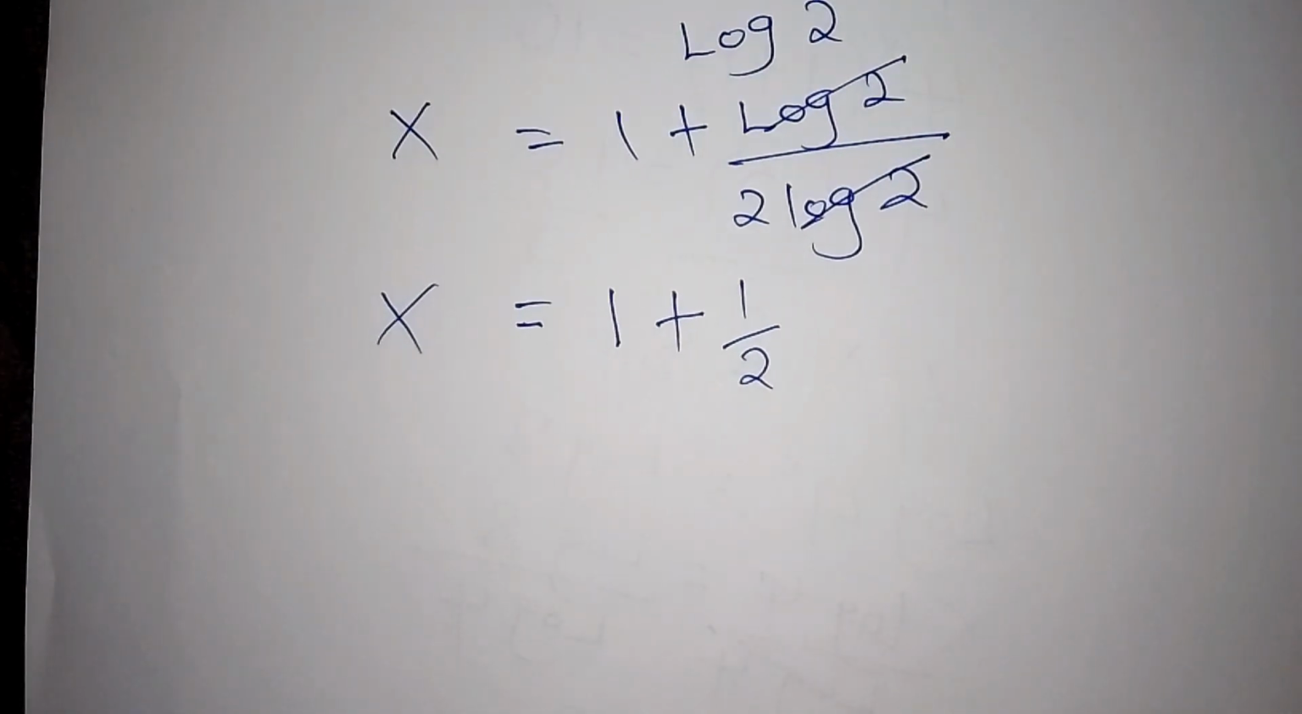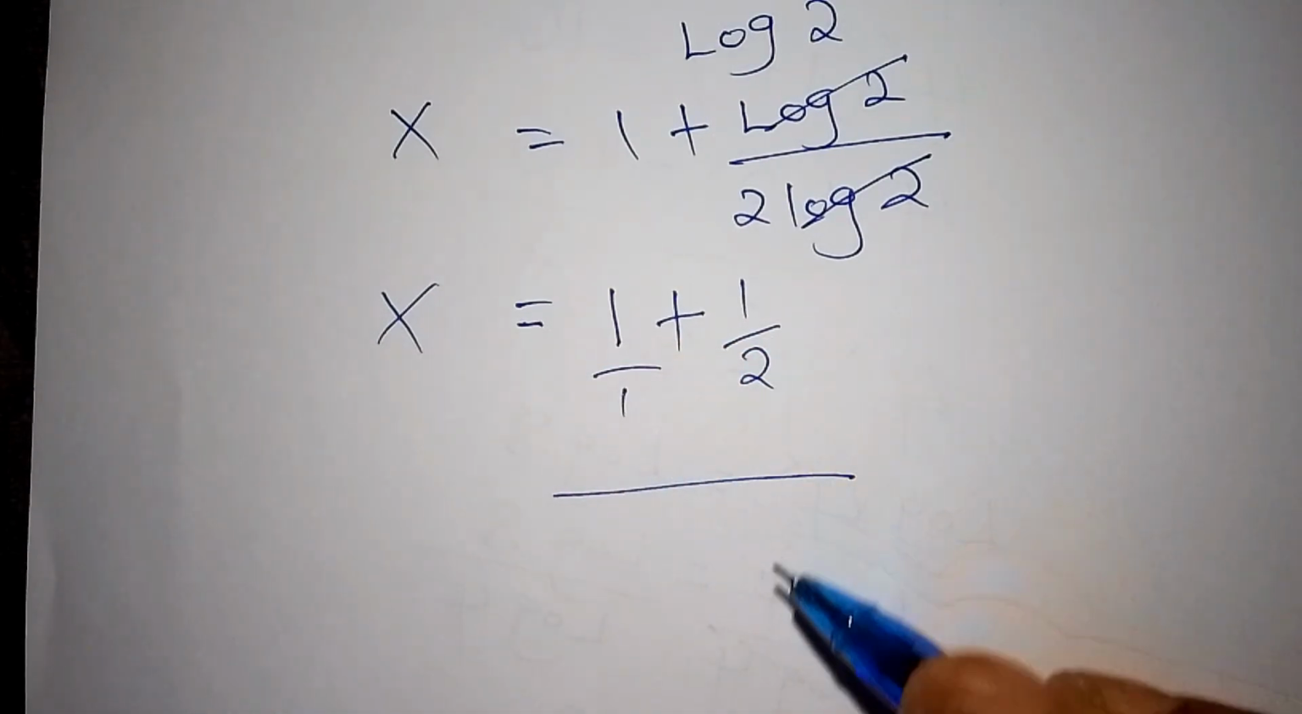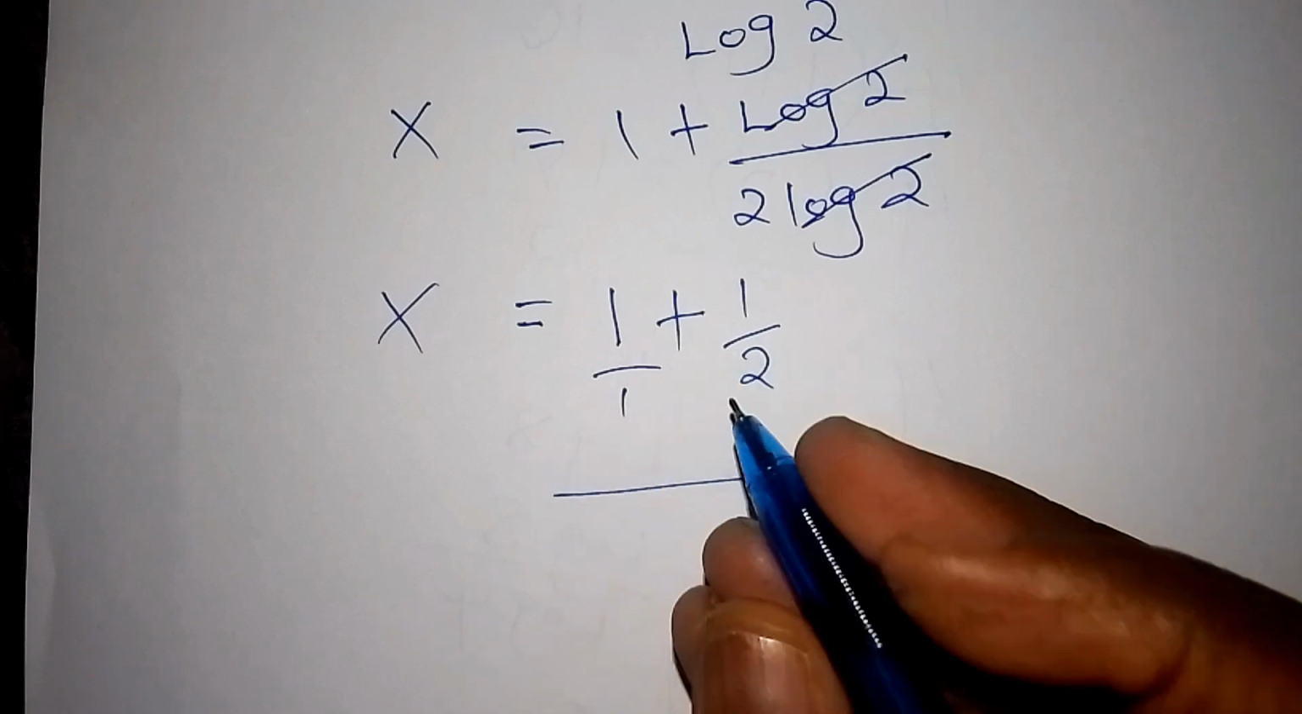From here we can work out this simple fraction that shall take us within seconds. So here, what's common? We shall find the LCM. Let's also put this one over 1. So that now the LCM of 1 and 2 becomes 2.